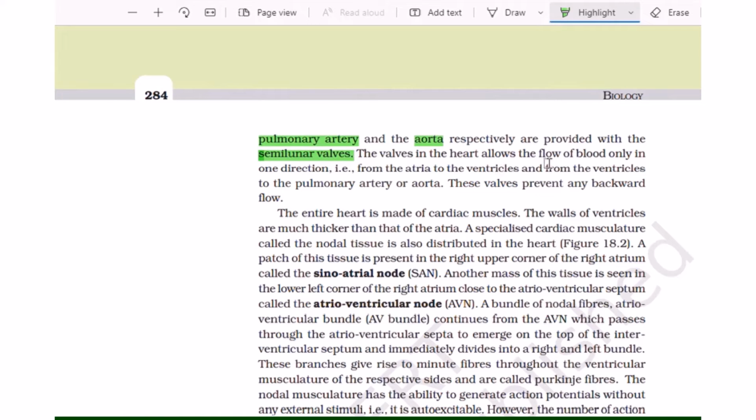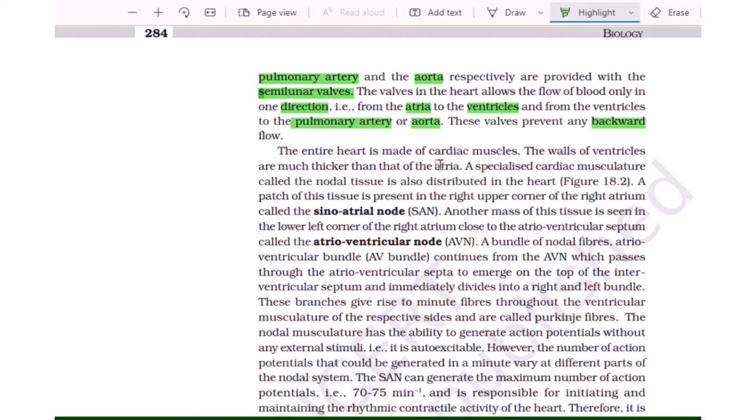Now, the valves in the heart allow the flow of blood only in one direction. So there is a unidirectional flow of blood, that is from the atria to the ventricles, and that is ensured so that there is no backflow, and again from the ventricles to either the pulmonary artery or the aorta. So these valves prevent any backward flow.